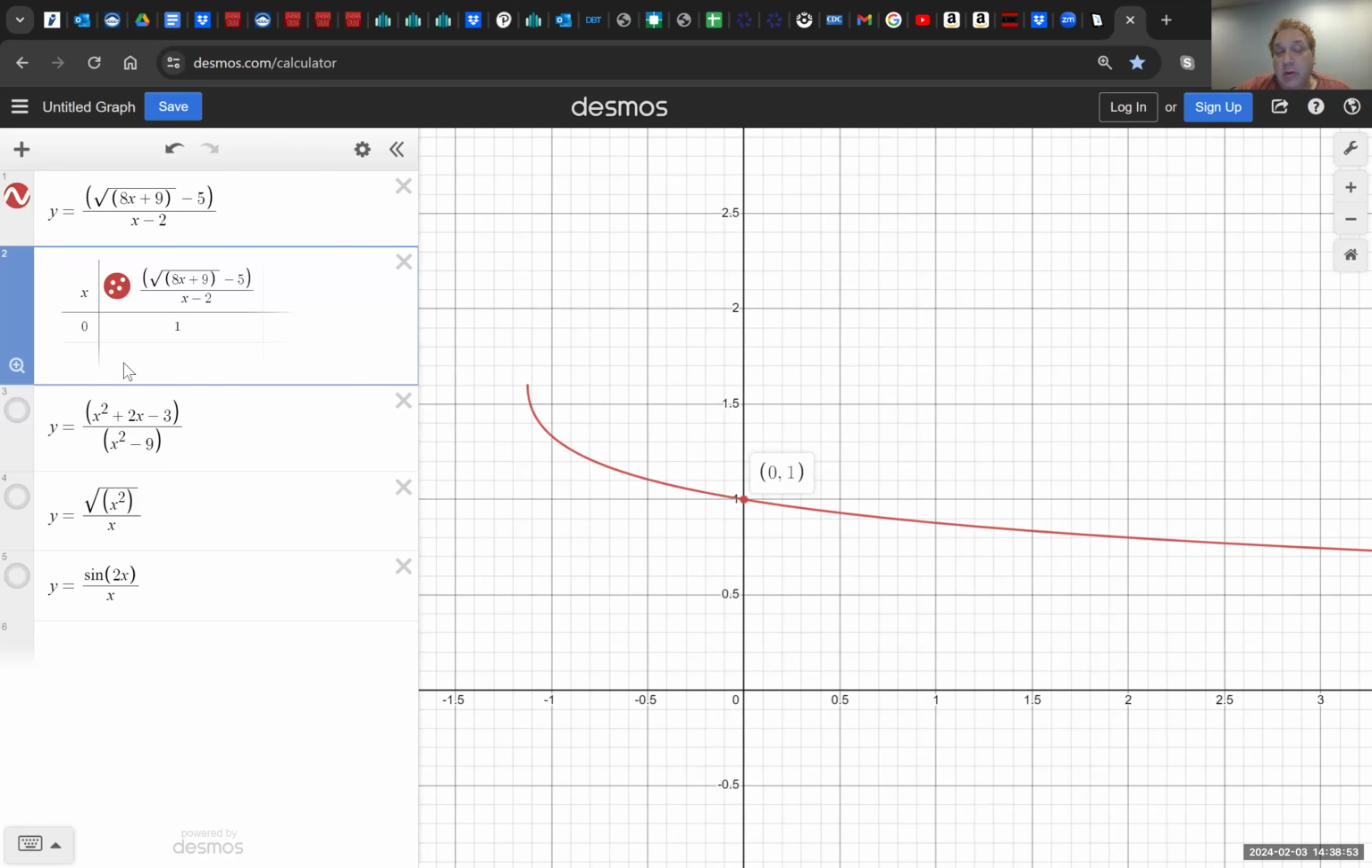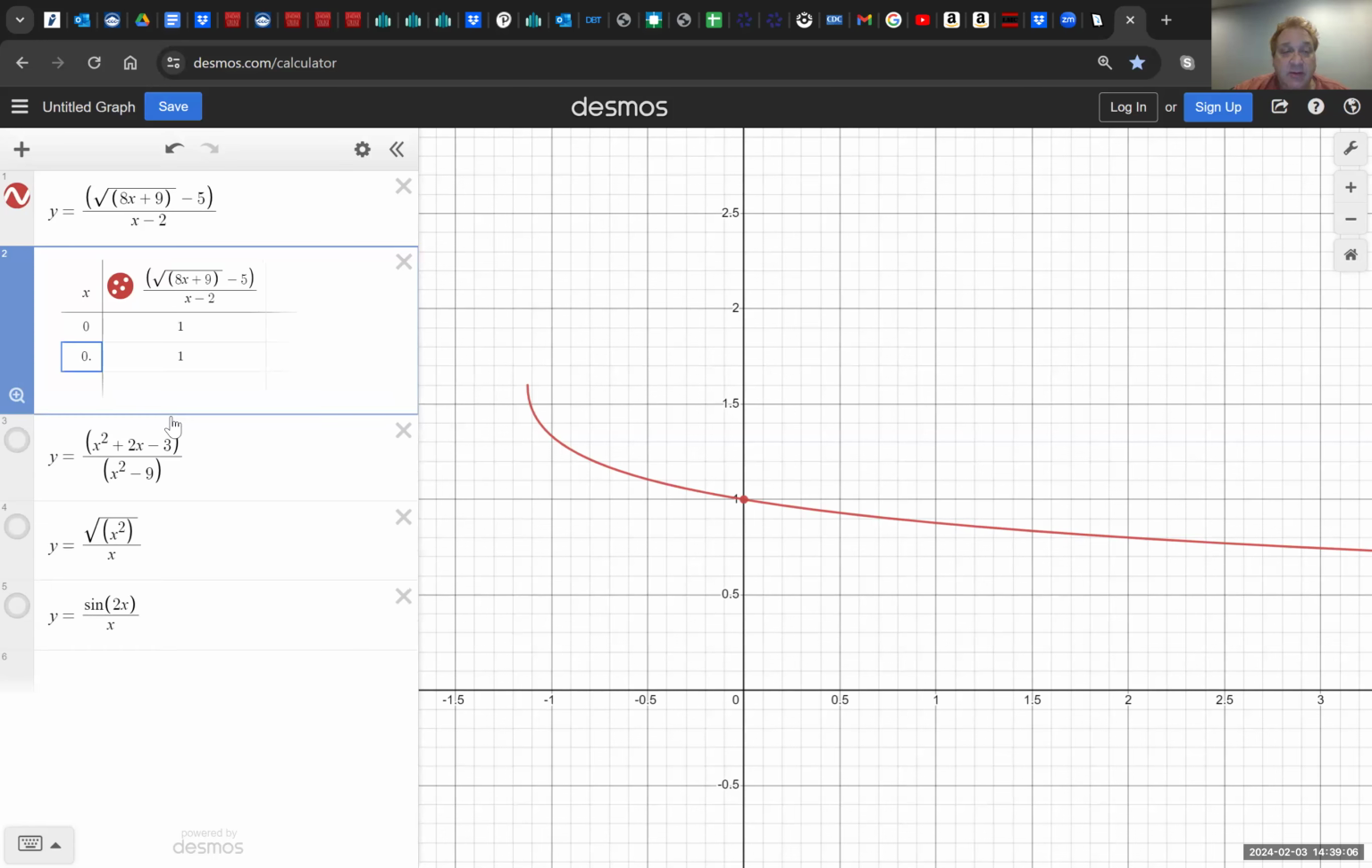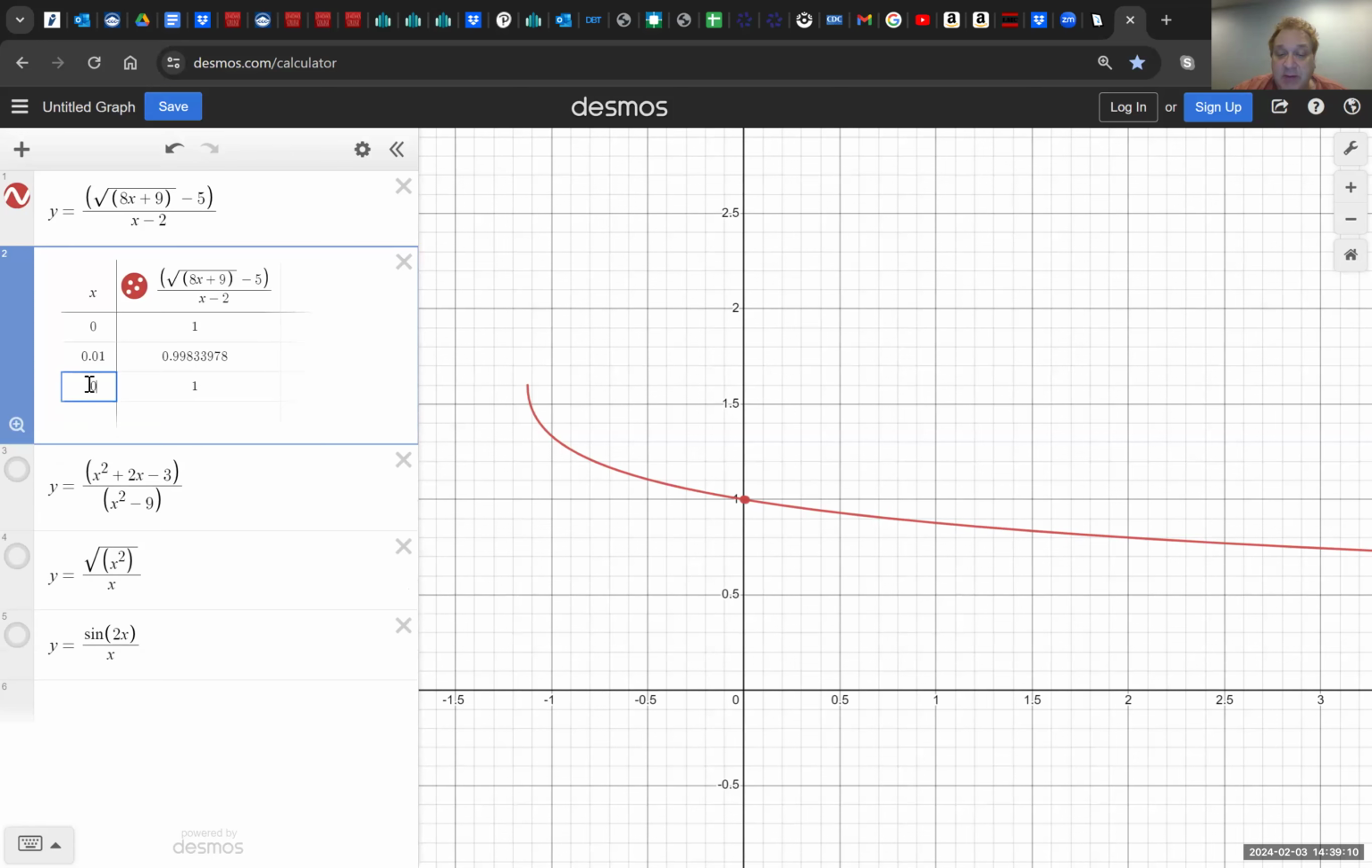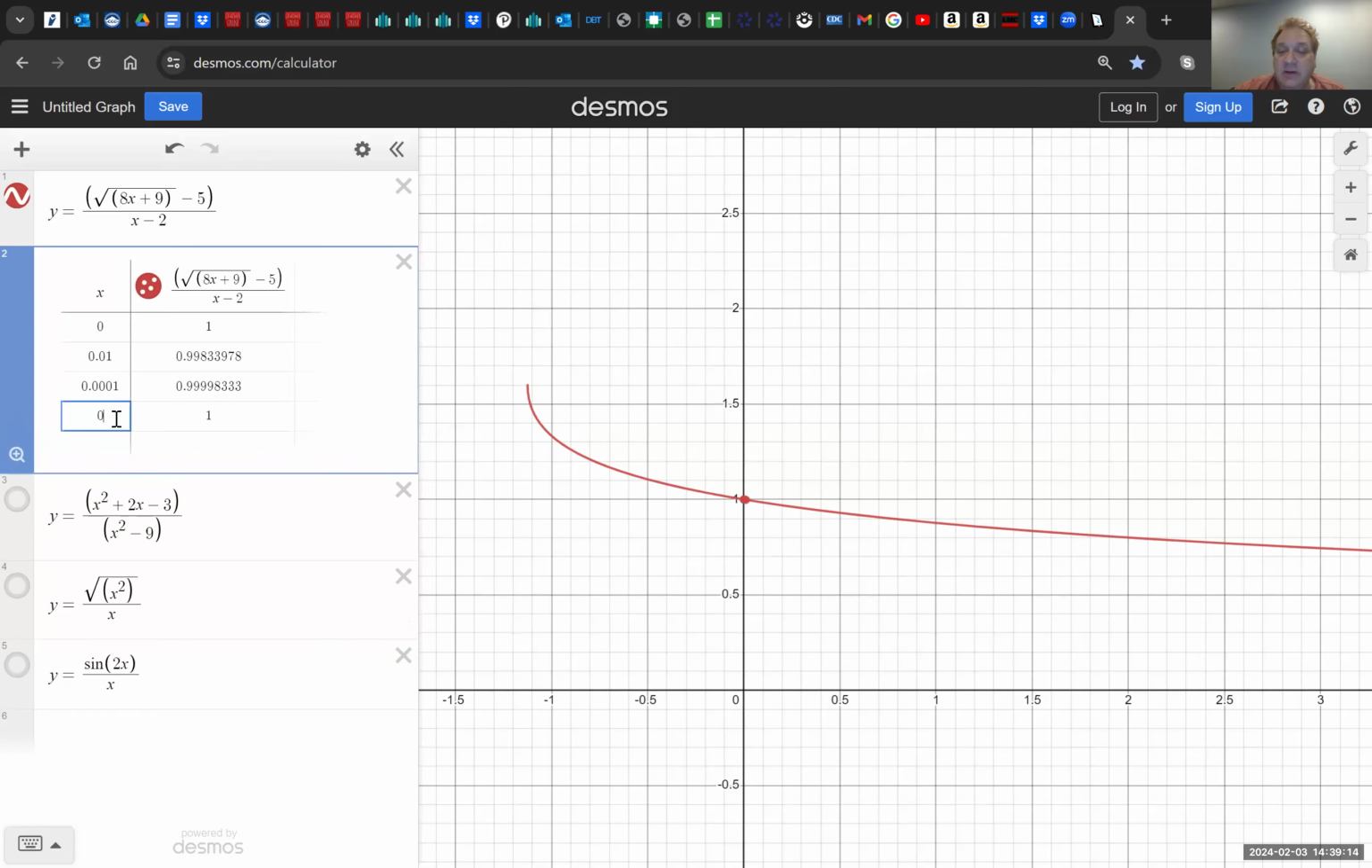Now, normally what we need to do is verify that by choosing values, because there are some complicated functions that will trick us. The way we verify that is by choosing x values very, very close to zero. For example, 0.01 might be close to zero, or getting even closer might be 0.0001. And we can do a sequence of x values getting closer and closer to zero.